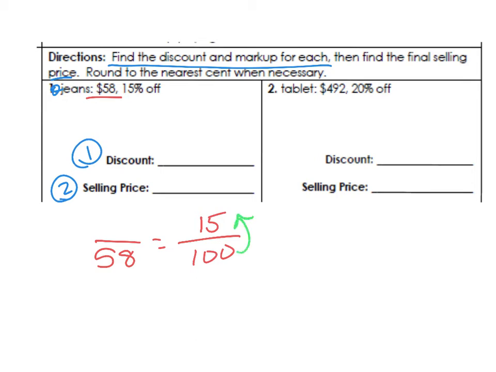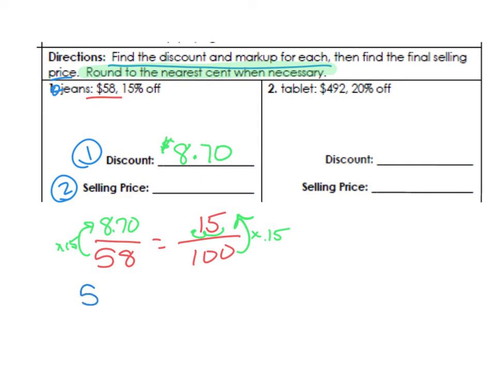So again, I'm going to multiply by 0.15. So 58 times 0.15, or 15 hundredths, is $8.70. So the discount is going to be $8.70. And this one is nice because it comes out to the right decimal, but you are going to have to round to the nearest cent when necessary. But this one came out okay. But we're not done. We got our discount. Now we need the selling price.